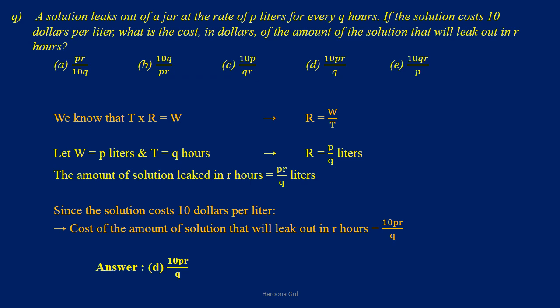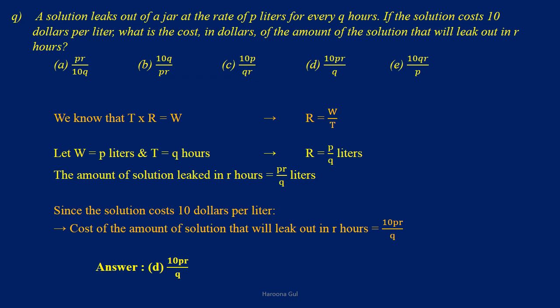Now, never be intimidated by negative statements. A solution leaking from a jar is as much of a work as a solution added to a jar. So let us consider work or W to be P liters and T, that is the time, to be equal to Q hours. Hence, the rate at which the solution leaks is equal to P over Q liters.